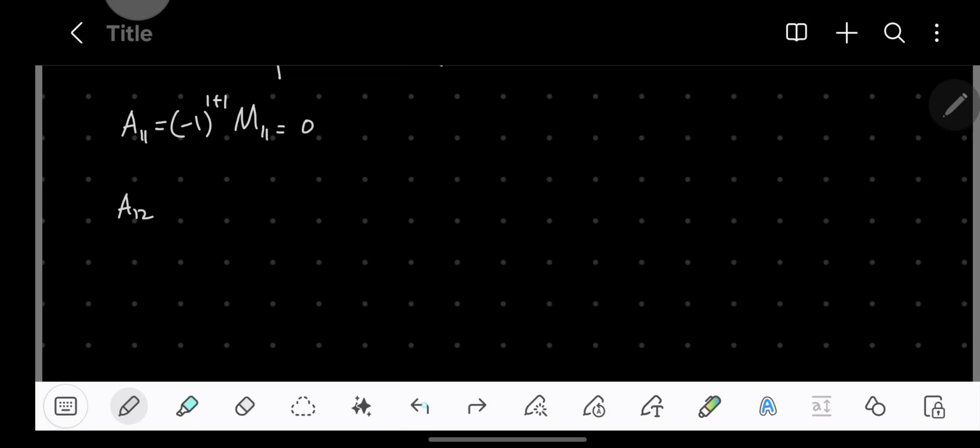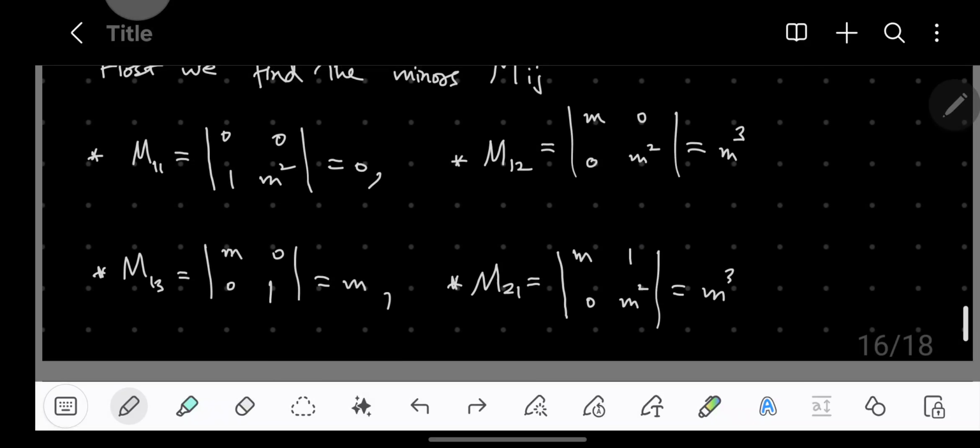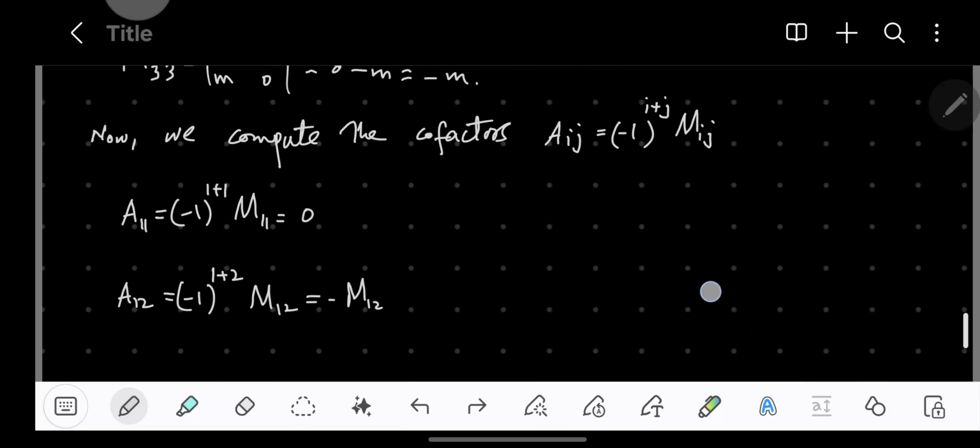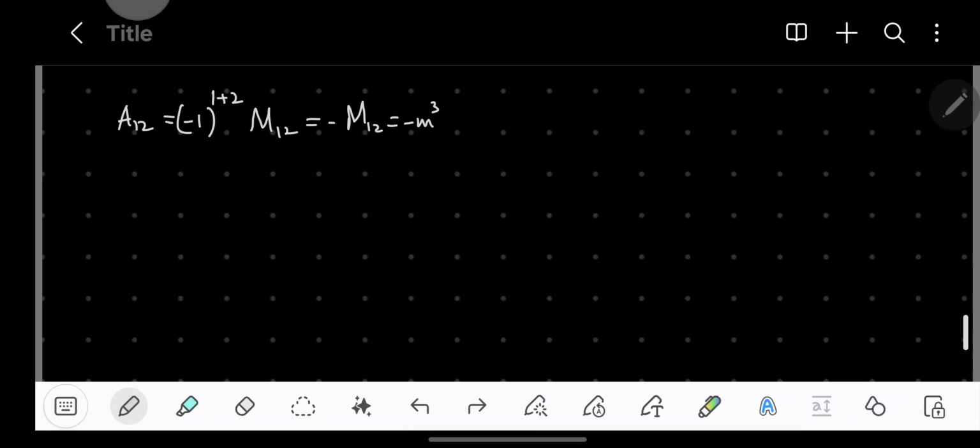Next one is A12. By the formula, it is negative 1 to the power 1 plus 2 times M12, which is equal to negative M12, because negative 1 to the power 1 plus 2 is 3. Whenever negative 1 to the power is an odd number, then it is negative. That's why I have written negative. M12 is already found, which is m cube.